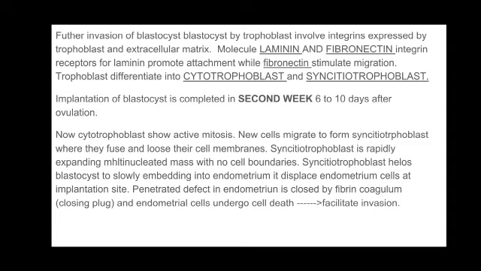Penetrating defect in the endometrium: the blastocyst totally embeds in it, and there is a small defect seen, the point from where it enters. That is given the name penetrating defect. It is closed by a fibrin coagulum, the closing plug, and endometrial cells undergo cell death, which facilitates invasion. Those cells are damaged.